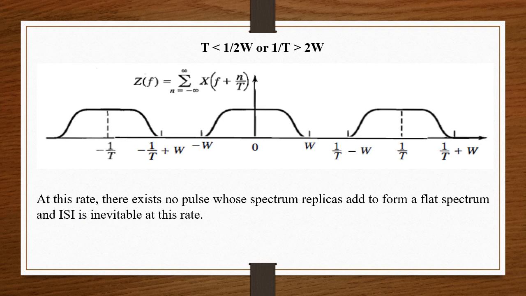Instead of this waveform, this is a flat spectrum. Actually the waveform would be like this, but due to the flat spectrum technique, the whole waveform has become flat here. At this rate there will be a bandwidth, so there will be no interference as there is a space between those things. So ISI will not be generated where the condition is T less than 1/2W, or 1/T greater than 2W.